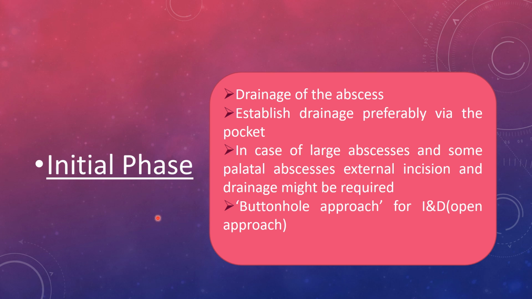Coming to the initial phase, that begins with drainage of the abscess. For any abscess, drainage is the first initial step for removing the acute symptoms. Establish drainage preferably through the pocket. In case of large abscesses, if it is not getting drained through the pocket, then external incision and drainage might be required. That is the buttonhole approach, incision and drainage. So that is the open approach.